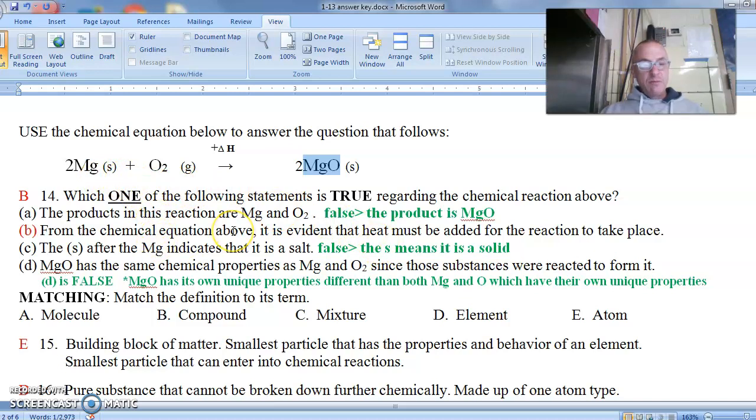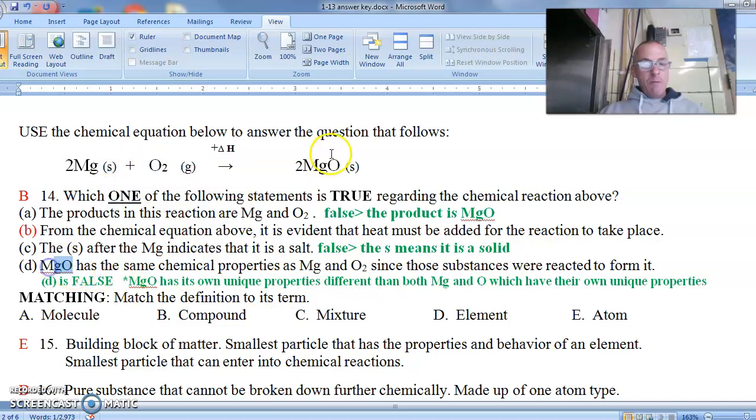Letter B: from the equation above, it was evidence that heat must be added. Yep, there's heat written above the arrow, delta, heat plus delta. That triangle means you have to change the heat. The plus means we have to add it. From this equation, it means to get this reaction to occur, we do have to add heat. That is a true statement. Letter C, does the S after the magnesium mean it's a salt? No, the S means it is a solid.